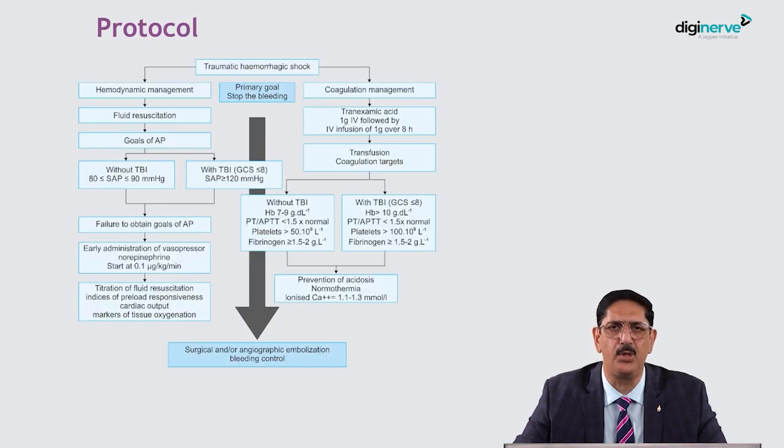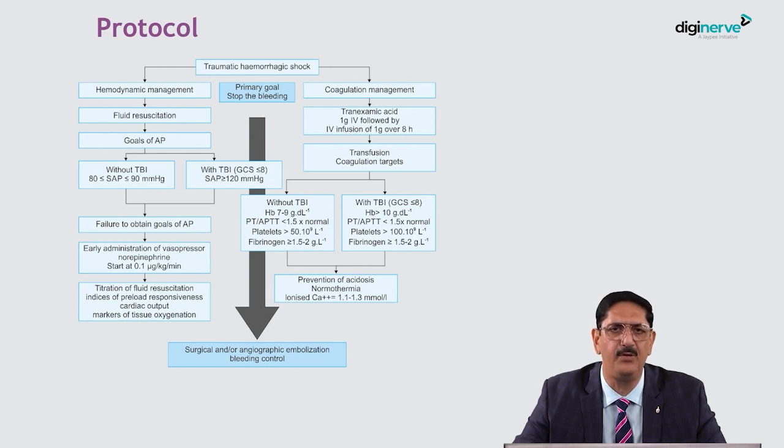So there are some protocols which I can end with, and here we have a protocol which has two arms. One is hemodynamic management. As we discussed, we try to keep the systolic blood pressure at about 90, but in traumatic brain injury, we need to keep it definitely at a systolic of about 120.